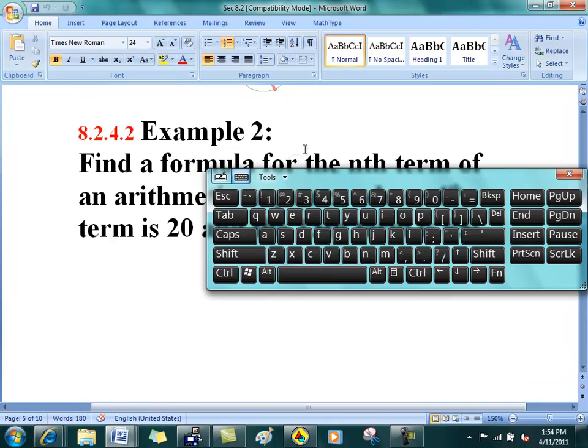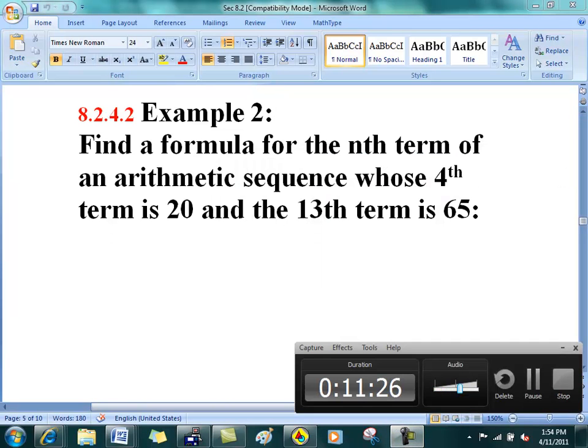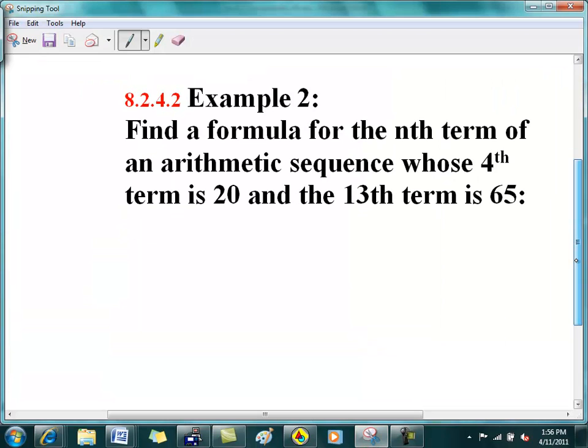Okay, so the next one is example 2. Work on it using the same, it's not a formal way of doing it. Let me show you the formal way of doing it. The fourth term, a sub 4 equals 20. A sub 13 equals 65. And Dimi is good with his numbers. He said, 5 times 4 is 20. 5 times 13 is 65. How stupid is this teacher?